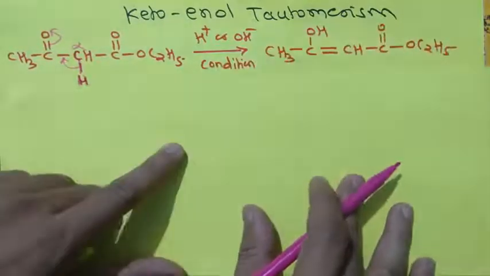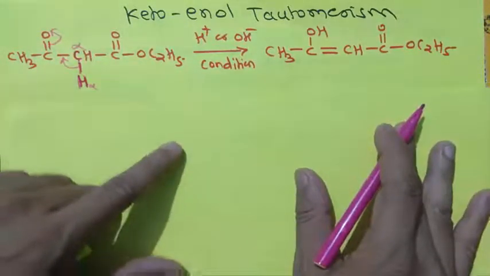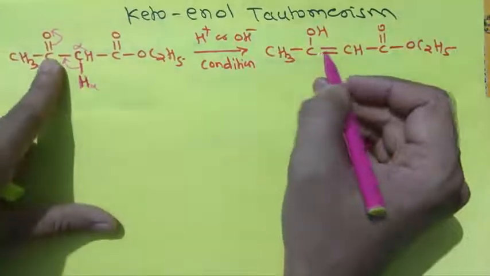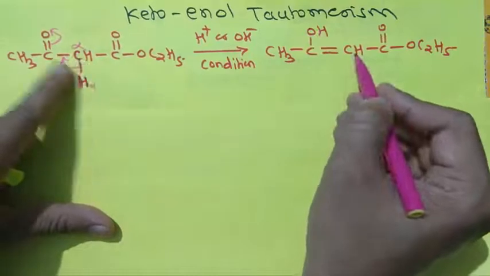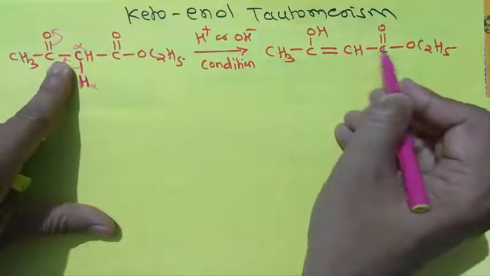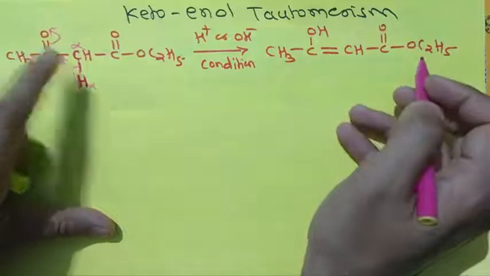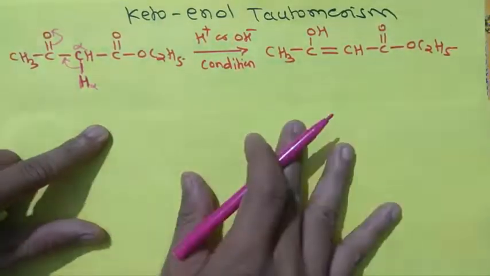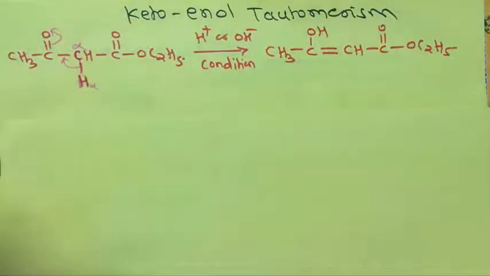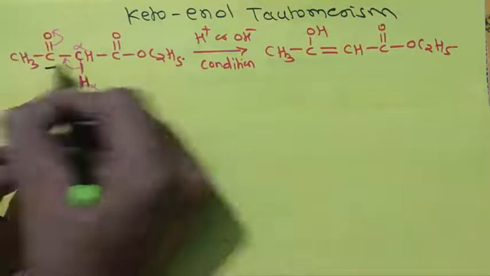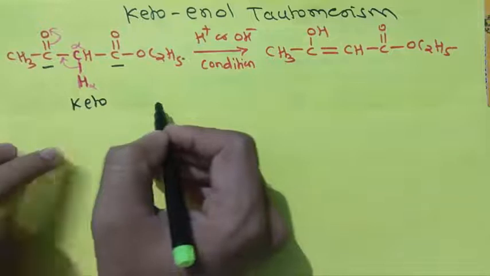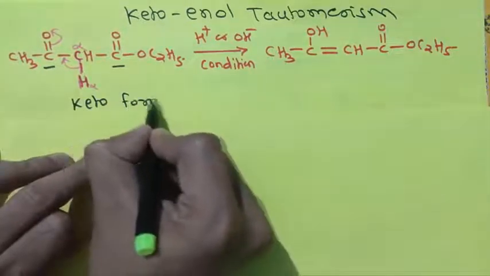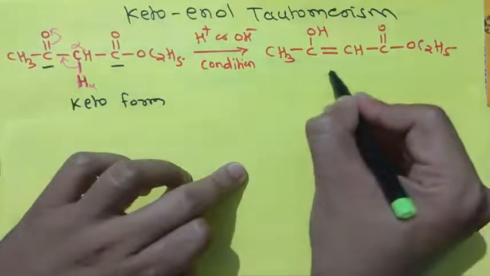I can write down this structure. Here, this hydrogen can be transferred towards the oxygen atom. Here is the CH, and a double bond is present between the carbons, and the remaining group stays as it is. In this structure, the carbonyl group is present. Carbonyl group means it is a keto group. This form is the keto form, and this form is called the enol form.